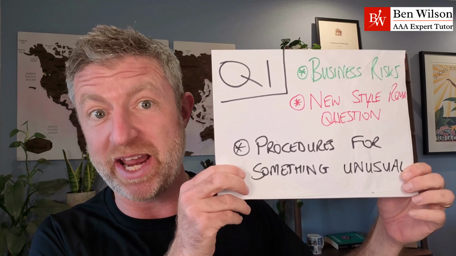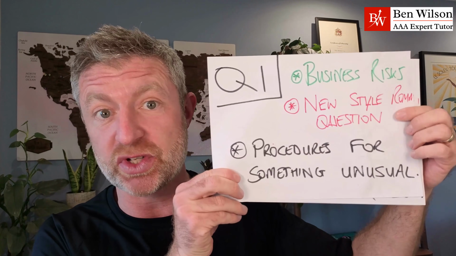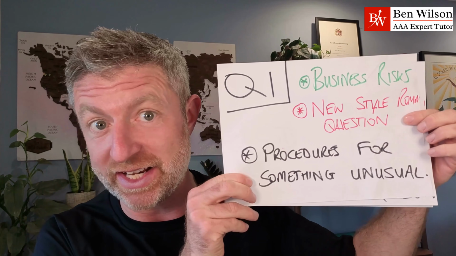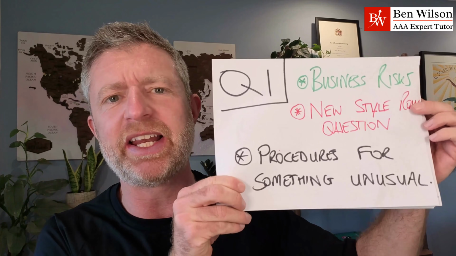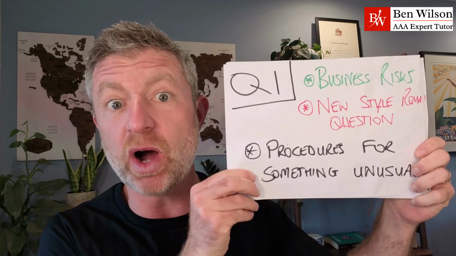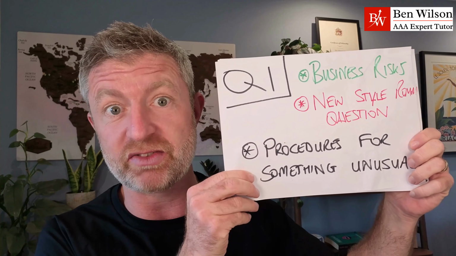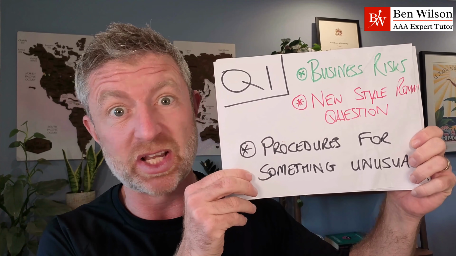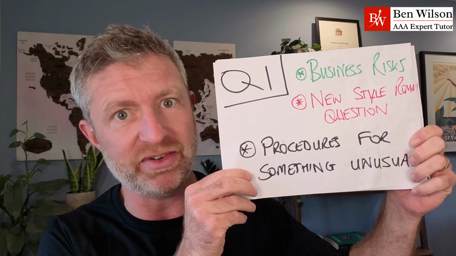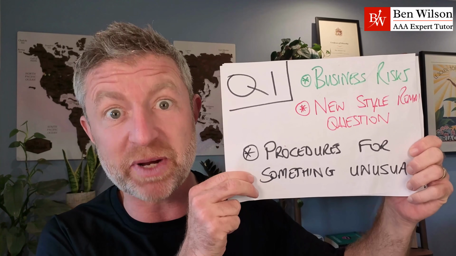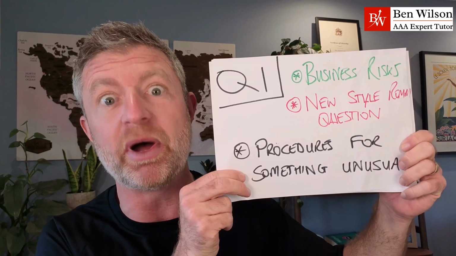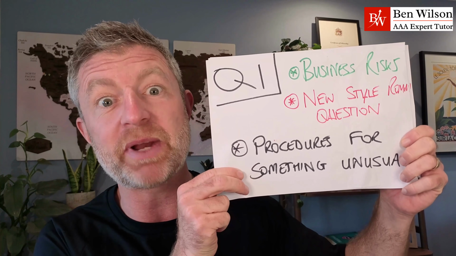Maybe that's a bit more likely. But I expect this time to see the new style ROMs question. Didn't see it in December, so I think it's coming in March. The examiner really likes it. And in that new style ROMs question, you are told what the risk of material misstatement is. You don't have to go and find it in the scenario. The examiner does the first step of the process for you. This has been identified as a significant ROM. Your job is to explain why.